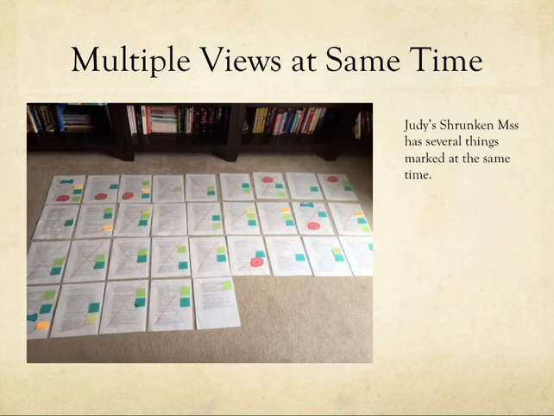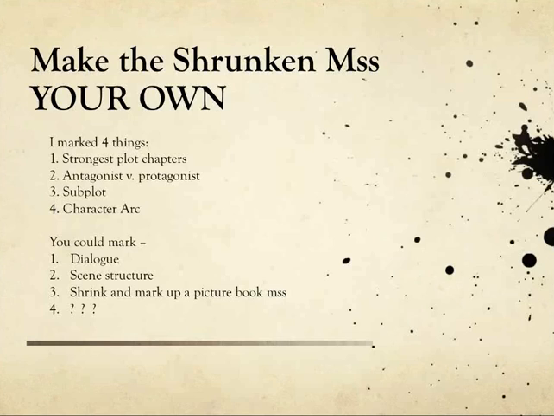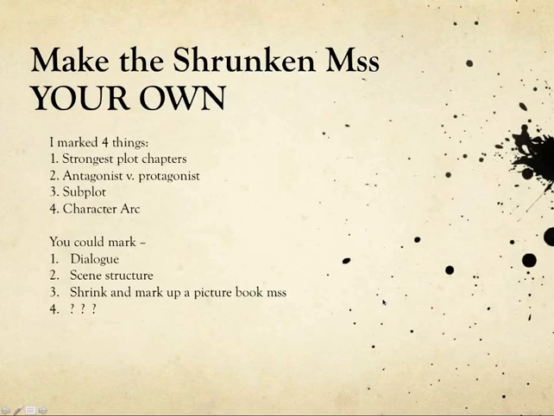So you can mark up multiple things at once, and that will tell you the overall structure and how things are working. If there's sort of a lull and you don't have the strongest chapters there, maybe that's a subplot that is important, and maybe it's a small character moment. So it's not that there's rights and wrongs here. It's just in the context of your story. Are you pleased with how this is working out? And that's what you need to do, is to make the shrunken manuscript your own.